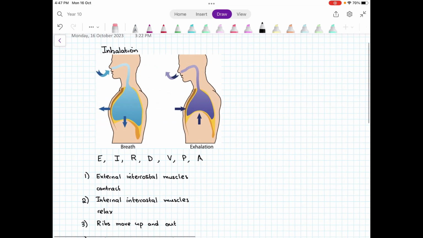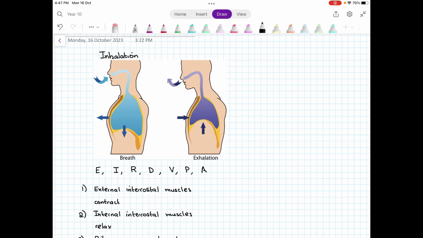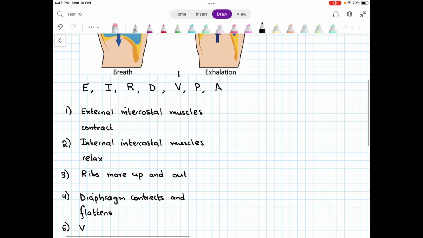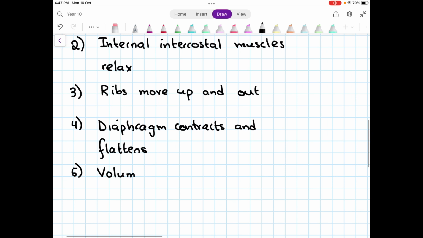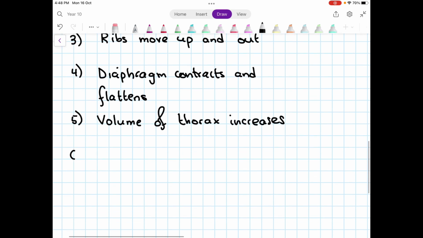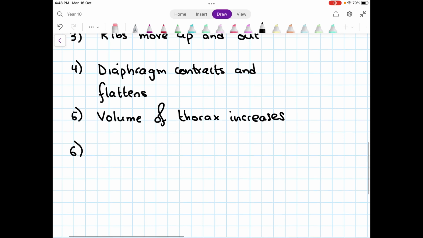And now, what happens is that the volume of the thorax increases to accommodate for the air which will enter it. So that's your V. So, volume of thorax increases. Now, the pressure of the thorax will be much lower than atmospheric pressure.